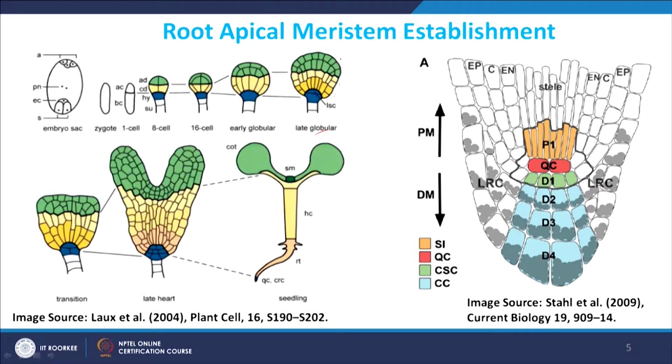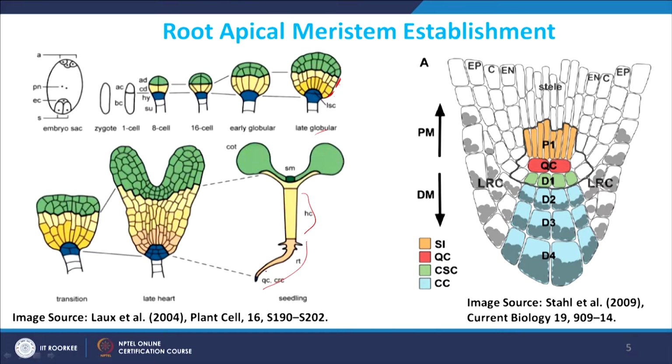This is the upper domain, or apical domain, which is eventually going to make the upper part of the plant. Then you have a middle domain here, which will eventually make the hypocotyl region of the seedling, and this lower domain is basically going to make the root.